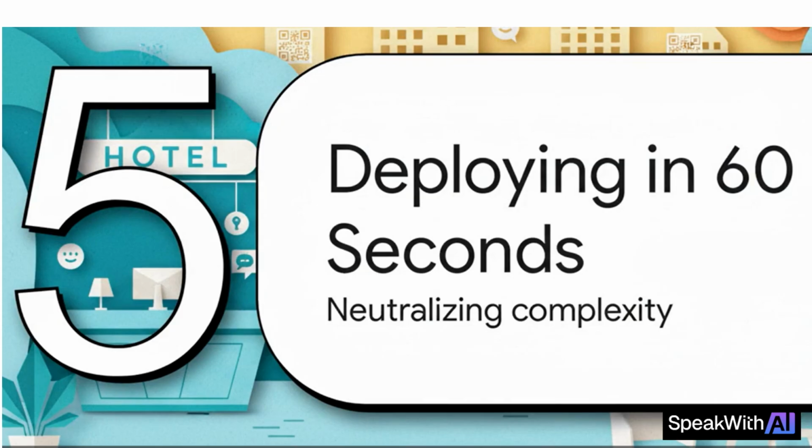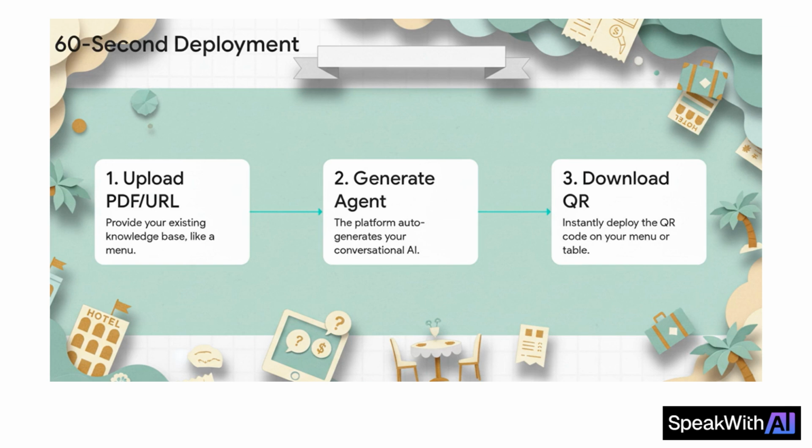So, the value is clear. I know what you're thinking though. This sounds amazing, but it must be a nightmare to implement, and this is the secret weapon. The radical simplicity of this model completely neutralizes the single biggest barrier to adopting new tech: complexity. I am not kidding when I say this. Any manager can deploy a seriously sophisticated AI agent in about 60 seconds.